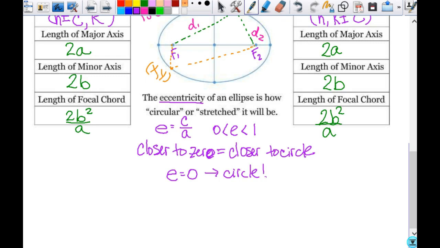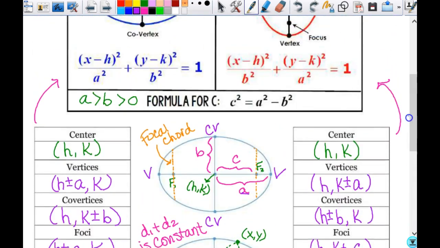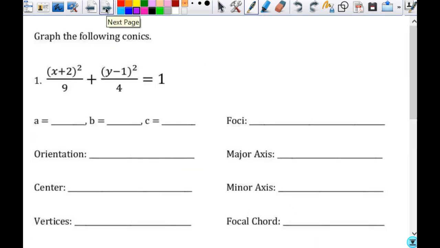Because if E is 0, then that means C has to be 0, right? What would end up making C 0 in our little equation here? These two being the same, right? And if these two are the same, then that's basically going to be R squared, and that's why it's no longer an ellipse and it's a circle. Okay, we good? Awesome.